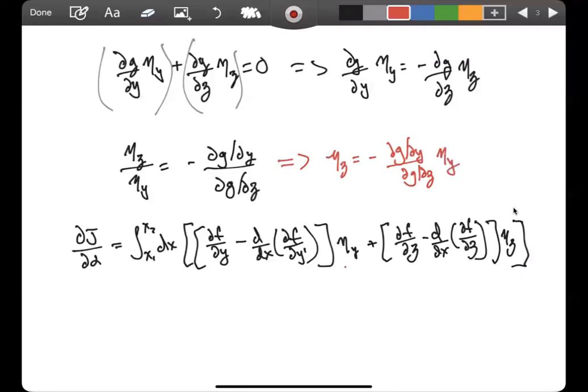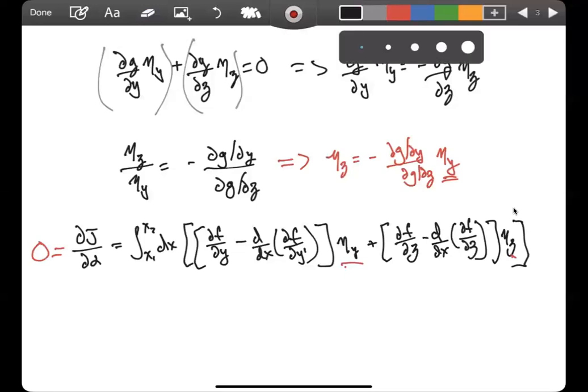So now both terms will only depend on eta y, which we can then pull outside of the integral. And again, since this thing here is equal to 0, all of this is only proportional to eta y, and eta y must be an arbitrary function. Then we can set the integrand equal to 0 like we did last time. So let's go ahead and do that.